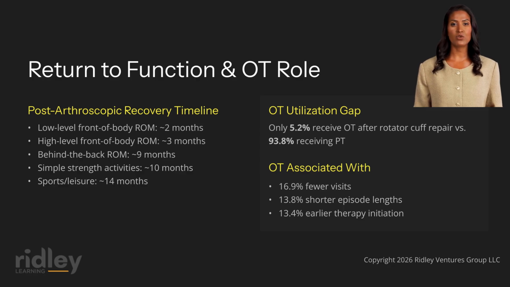Occupational therapists play a critical role in translating impairment-level gains into functional capacity for activities of daily living and occupational performance. Population-based data show that only 5.2% of patients receive occupational therapy services after rotator cuff repair, compared to 93.8% receiving physical therapy, despite evidence that occupational therapy services are associated with 16.9% fewer visits, 13.8% shorter episode lengths, and 13.4% earlier therapy initiation compared to physical therapy alone.